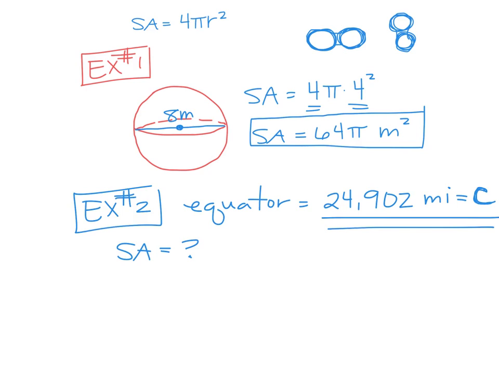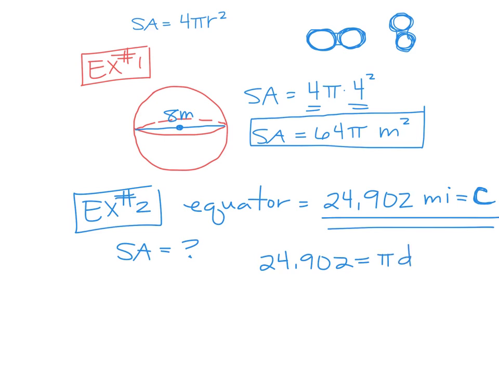What's the formula for circumference? Pi d or 2 pi r. I feel like we typically use pi d, so we'll go with pi d right now, even though 2 pi r would probably be the better option. But we know that 24,902 is equal to pi d, because it's the circumference, okay?